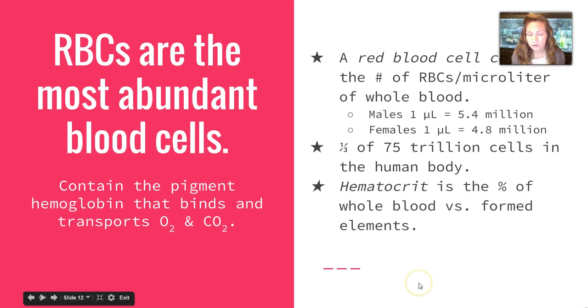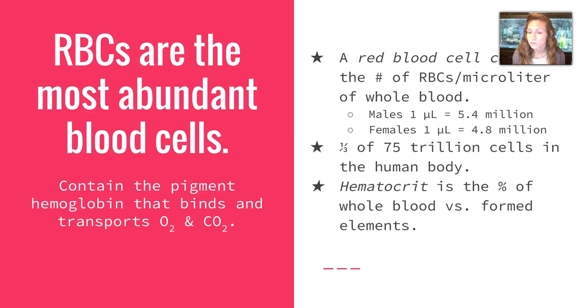They are the most abundant blood cells, and a red blood cell count is a common test done. It's the number of RBCs per microliter of whole blood. For males, that's 5.4 million, while females have 4.8 million. 1/3 of the 75 trillion cells in the human body are red blood cells. Another test that's commonly done is a hematocrit.